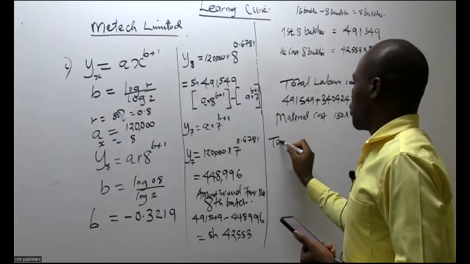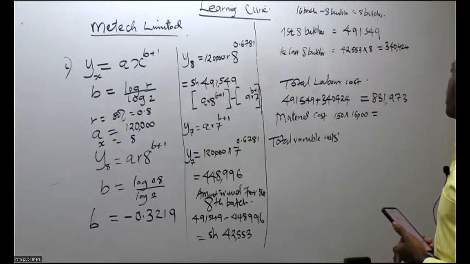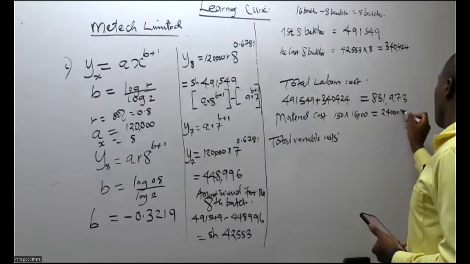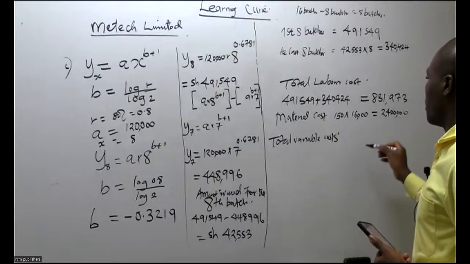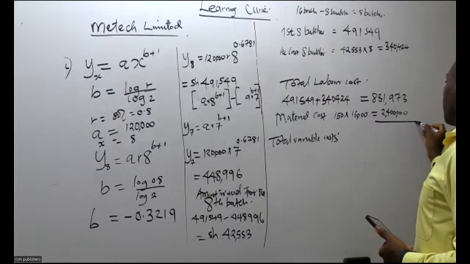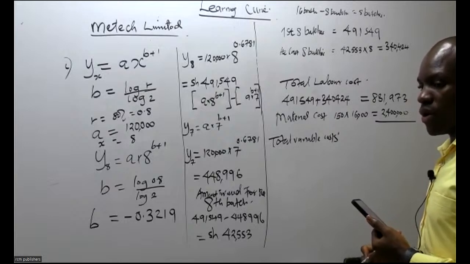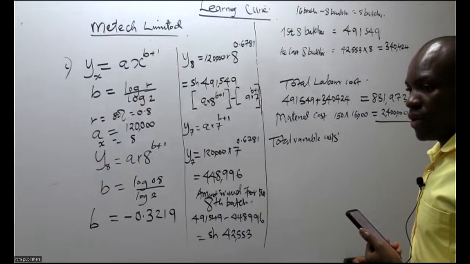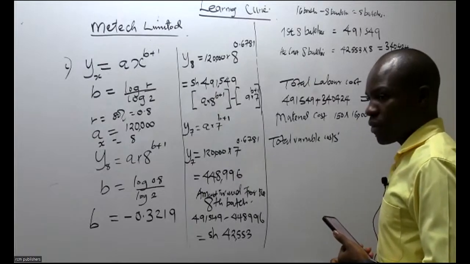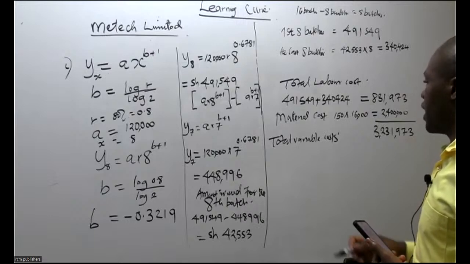Total material cost, then we get total variable costs. Total material costs, what will we have? 2,400,000. That is our total material cost. So if you add everything, what will you have? Is it 3 million? If you add everything there, this plus this, how much will we have? 3,231,973. That is the total variable cost.